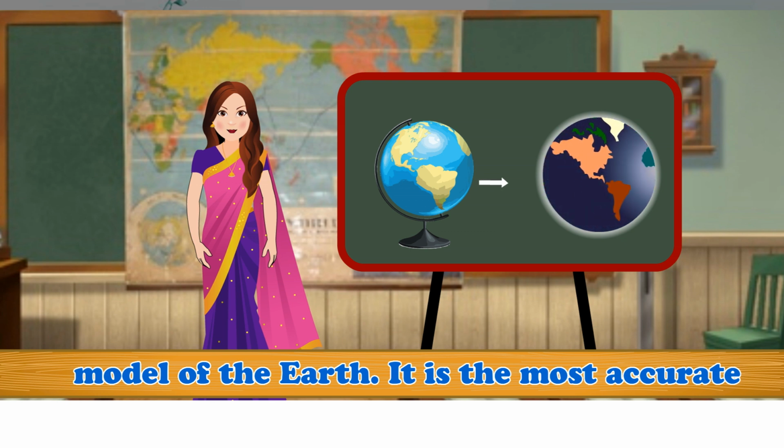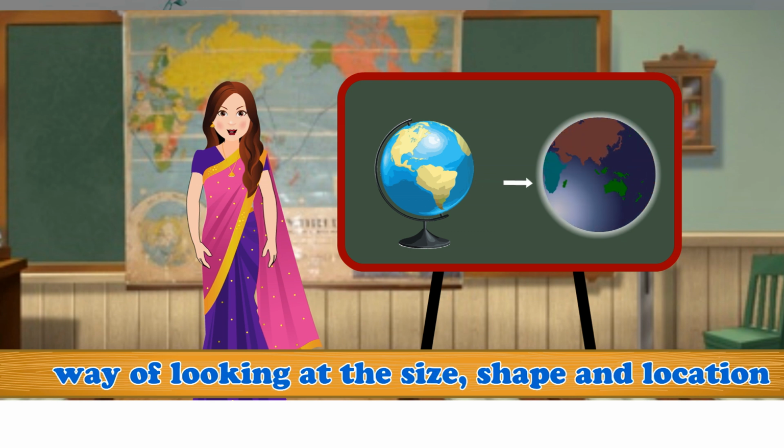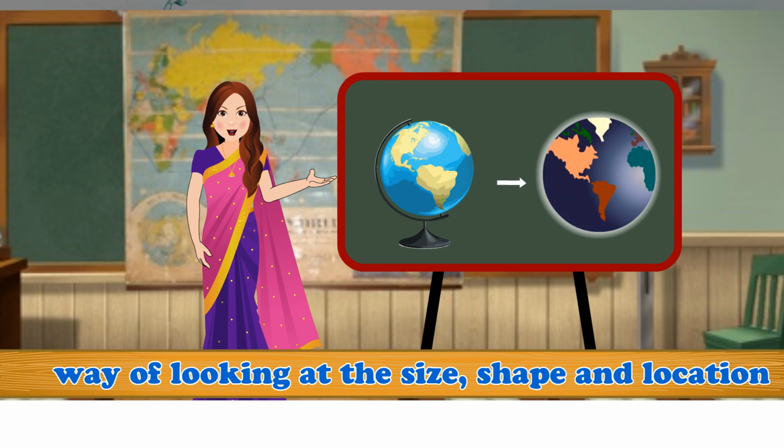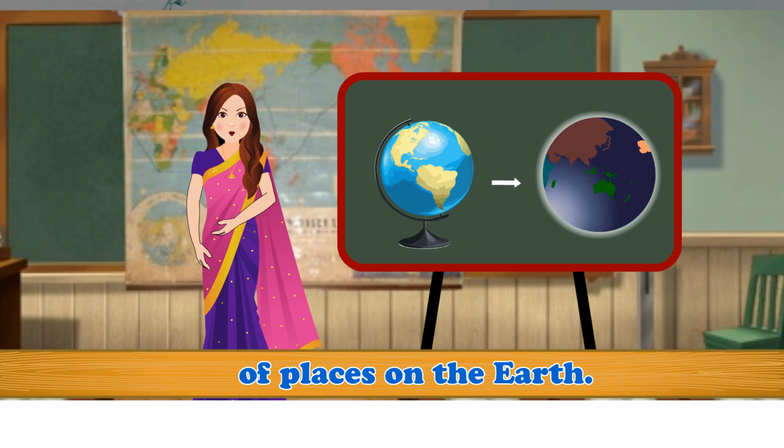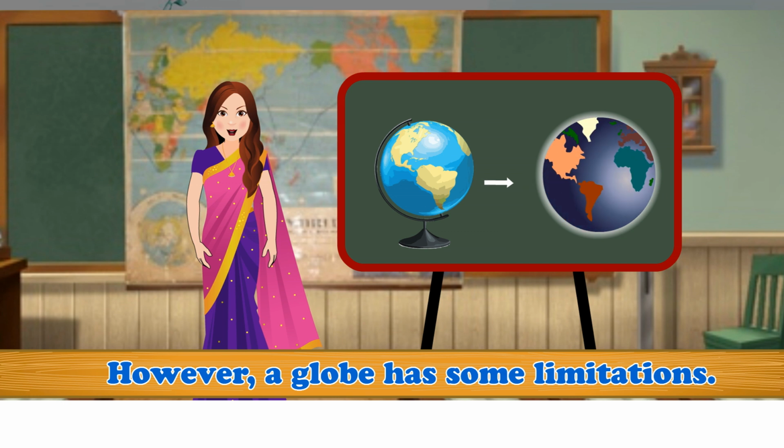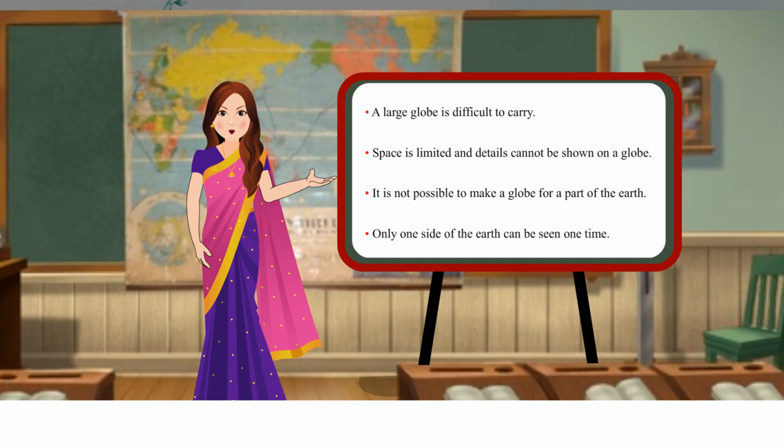It is the most accurate way of looking at the size, shape, and location of places on the Earth. However, a globe has some limitations. A large globe is difficult to carry, space is limited, and details cannot be shown on a globe. It is not possible to make a globe for a part of the Earth. Only one side of the Earth can be seen one time.